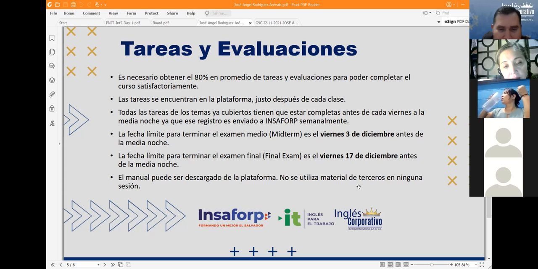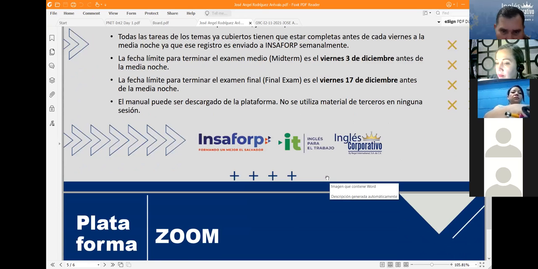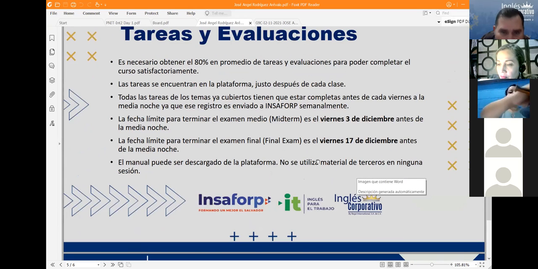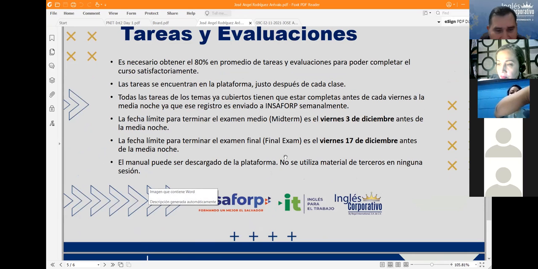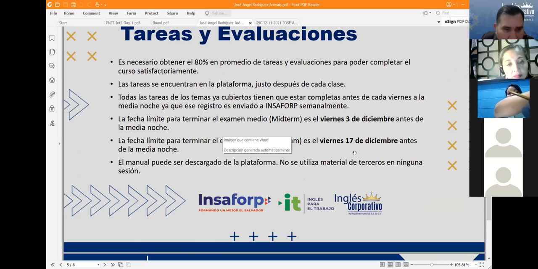Okay. Now the manual, you can download it from the platform. And we don't use materials that are from other people. So it means that I have to create the material that is extra, because probably the manual doesn't have everything that we need to practice. So I need to create it. We cannot have materials from anywhere else. Now, however, in the manual, you can find links that you can use to practice your listening and to practice other things, okay? So please download the manual, click on the links, and practice.